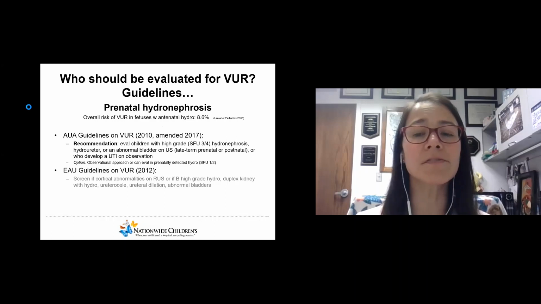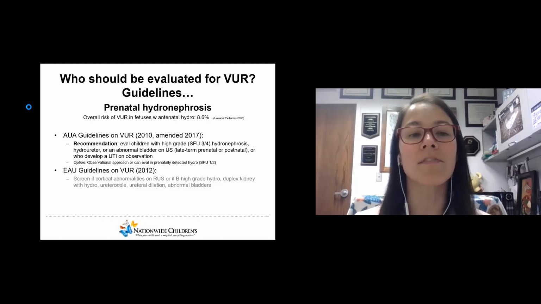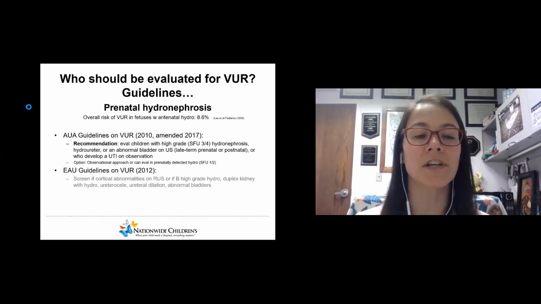The other presentation for reflux may be prenatal hydronephrosis. The risk of reflux in fetuses with antenatal hydronephrosis is about 9%. There are guidelines about screening children for reflux who have prenatal hydronephrosis. In the AUA guidelines on reflux, they recommend screening children who have high-grade hydronephrosis, defined as SFU grades 3 and 4, who have hydroureter or an abnormal bladder on ultrasound, or if they develop a urinary tract infection. And it's an option to either observe or evaluate those who have lower grades of hydronephrosis.